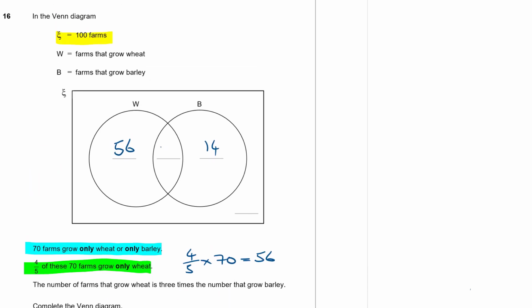So I'm taking that X out and putting 7 in. So far I've got 56, 14, which has up to 7, plus my 7, which is now 77. And I know that the number of farms altogether is 100. So there must be 100 minus 77 farms in neither. So that's 23, isn't it? So I must have 23 outside of those 2 circles. Done.